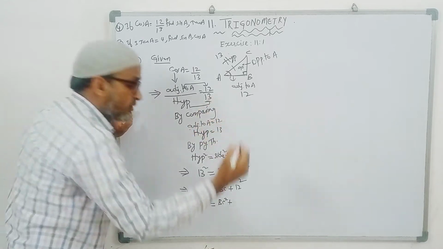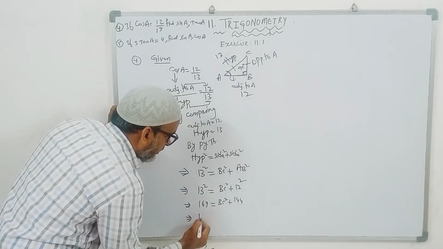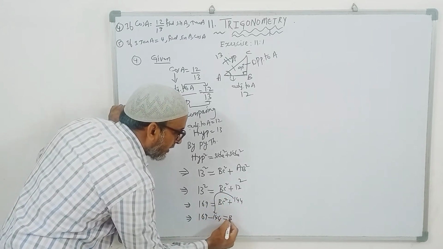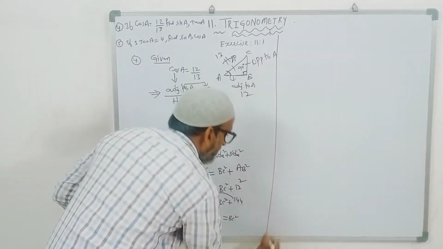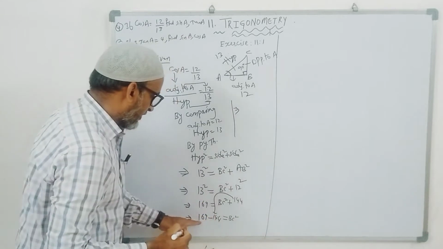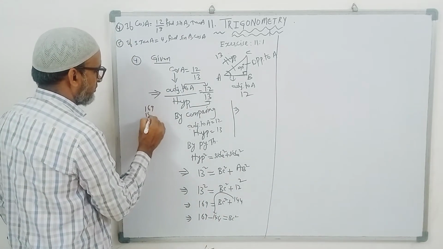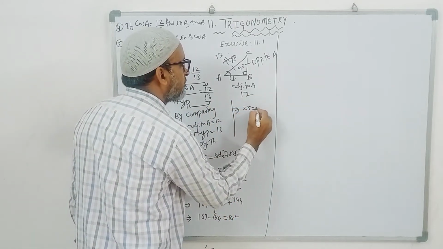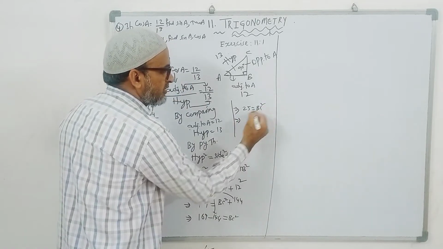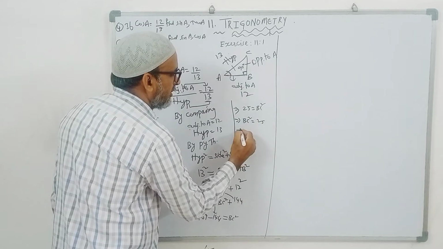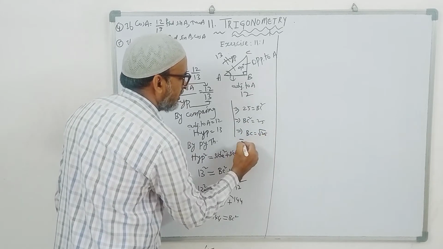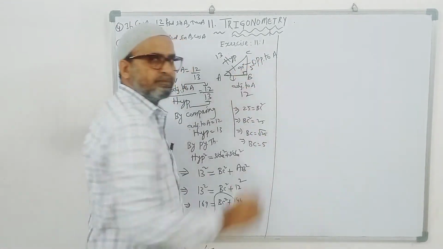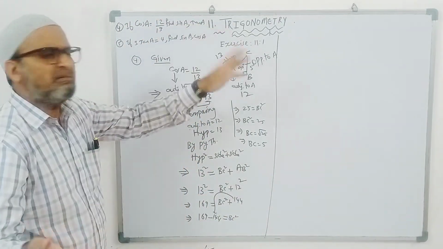12 into 12 is 144. Implies 169 minus 144, you bring this to the other side, is equal to BC square. 169 minus 144 is 25. So 25 is equal to BC square, BC is equal to square root of 25, which is 5. Now BC value also you got, that is 5.